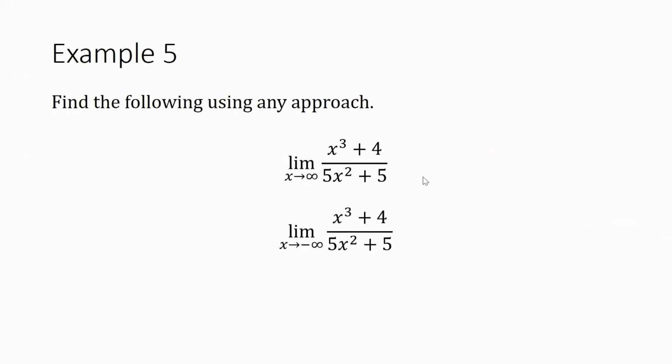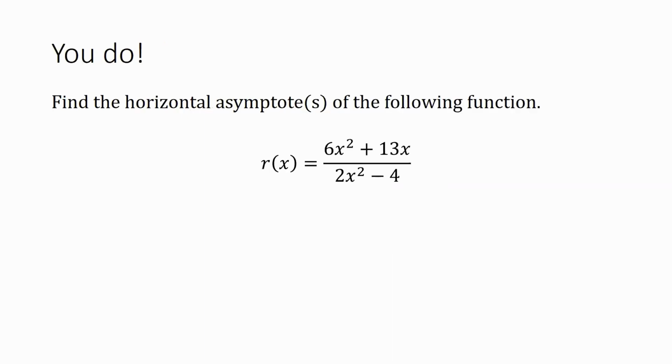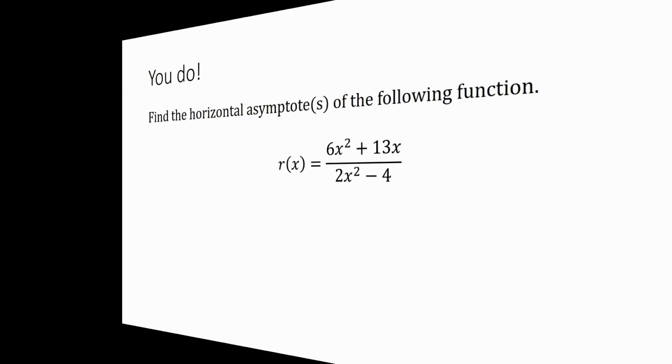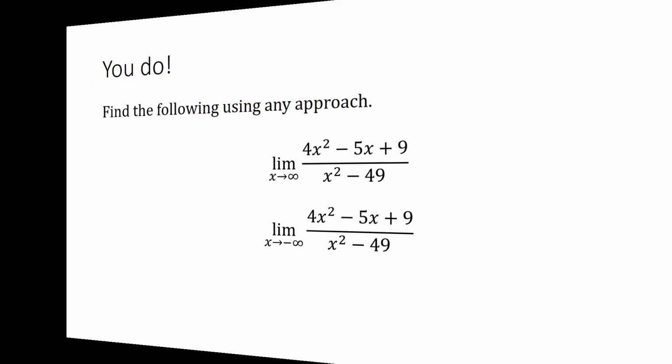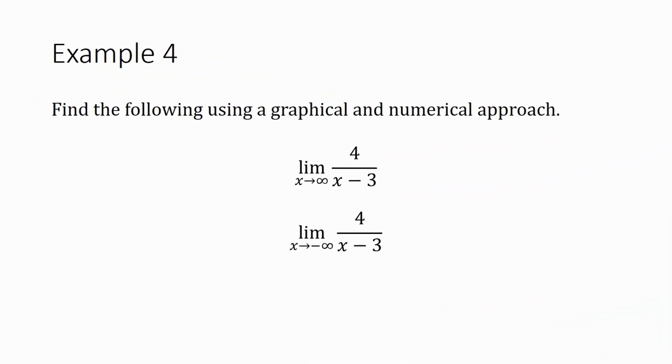Now, the obvious question is, why did this one not have a horizontal asymptote, but this one had a horizontal asymptote of 3, and this one had a horizontal asymptote of 4, and this one had a horizontal asymptote of 0? All of these had limits as x approached infinity and x approached negative infinity. And they were all rational functions. So what's unique about these?